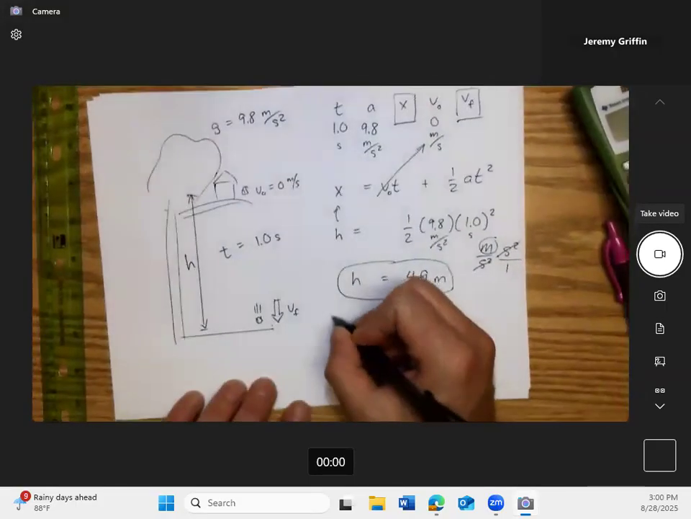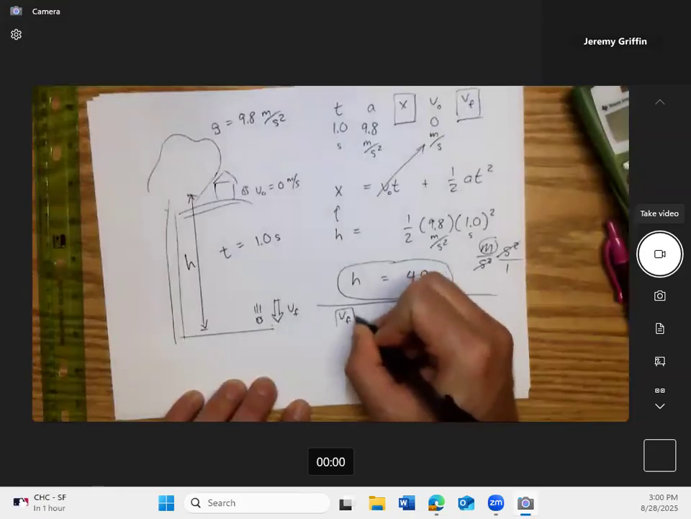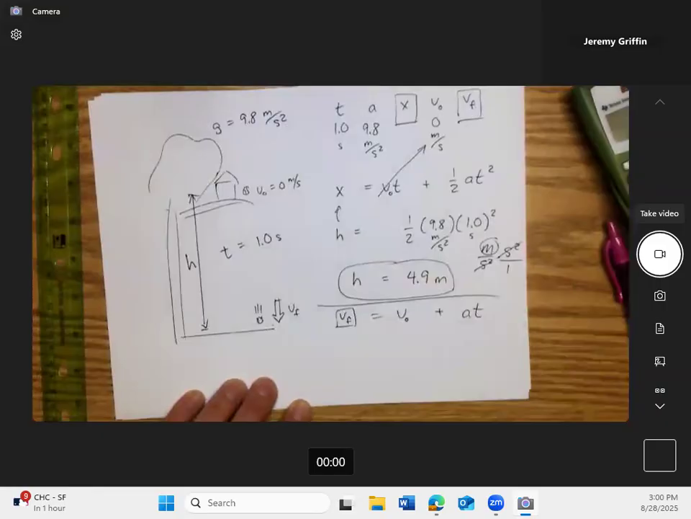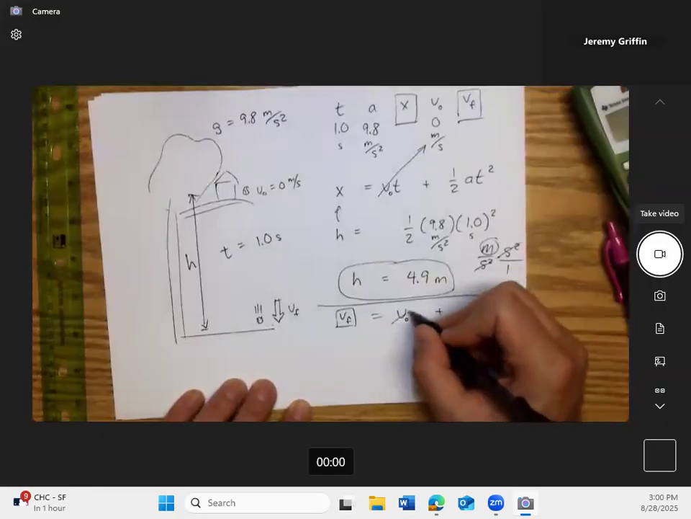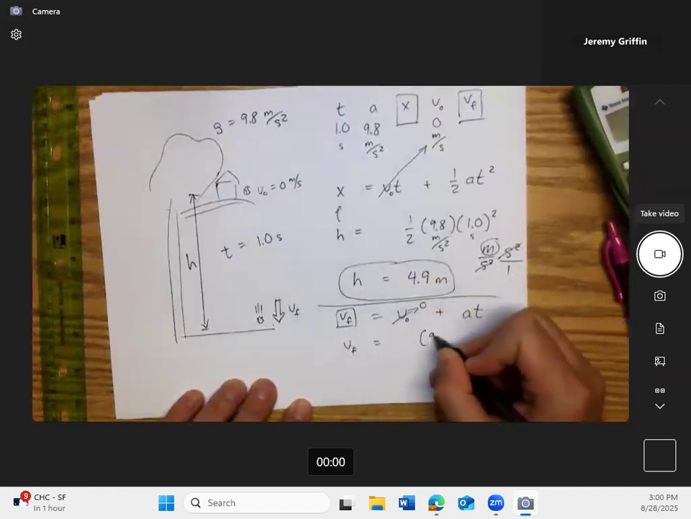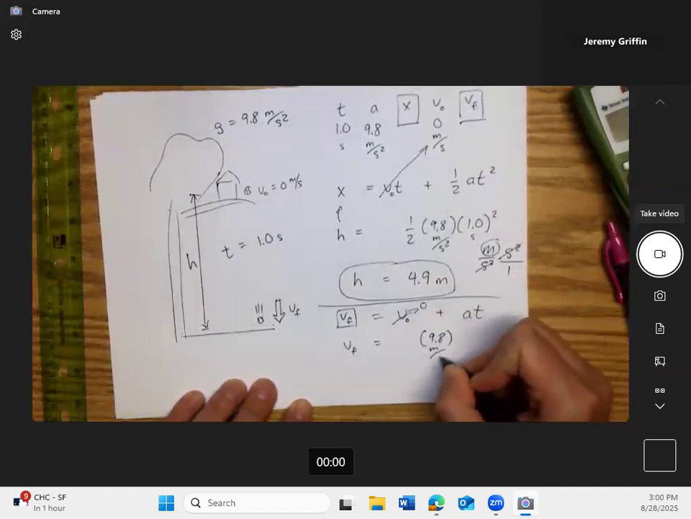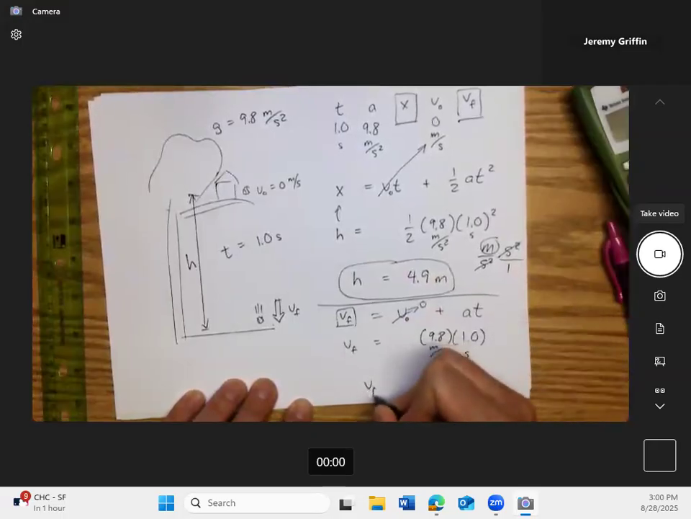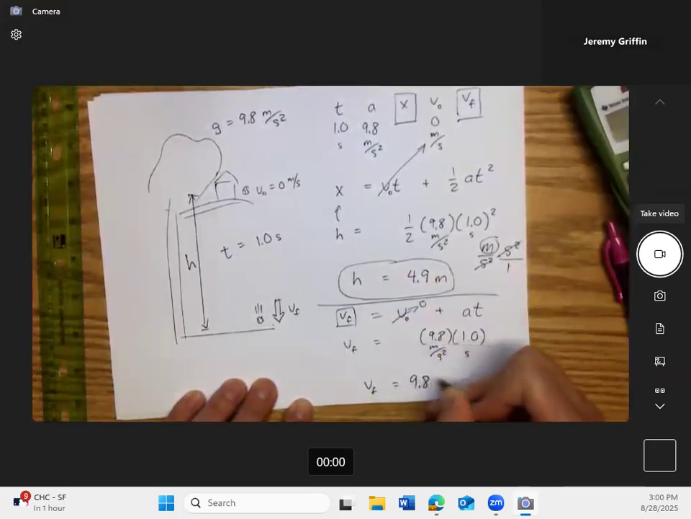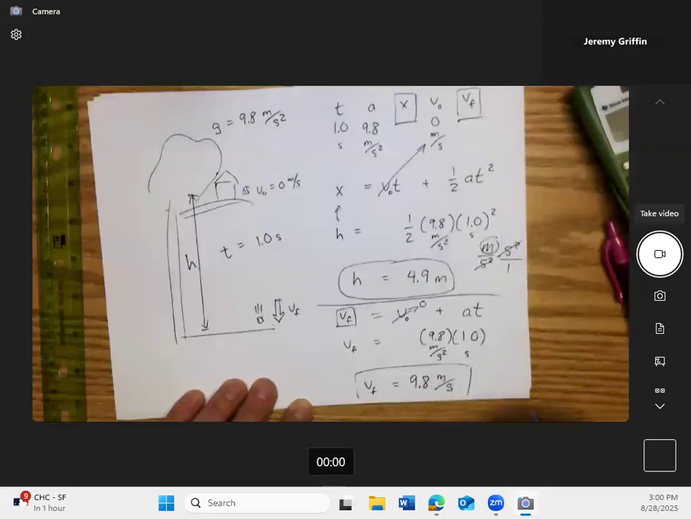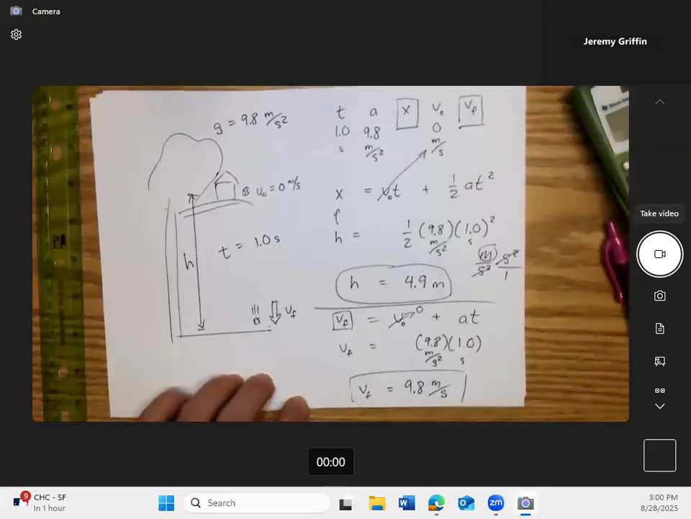So let's do v final, which we want to know, equals v initial plus a times t. V naught's 0. So the crash speed is 9.8 meters per second squared times 1 second. Would that be 9.8 meters per second? Because meters per second squared times seconds brings me to meters per second, and that describes the speed. There you go.